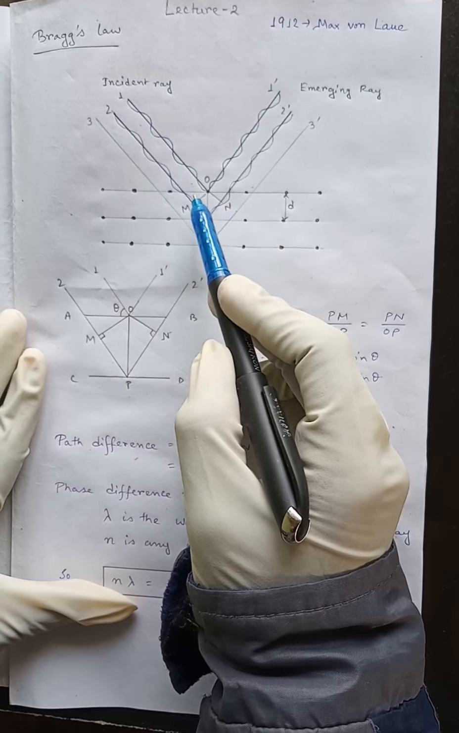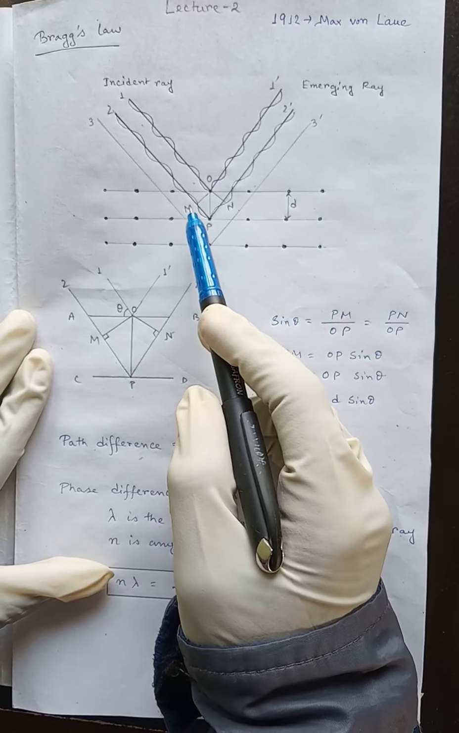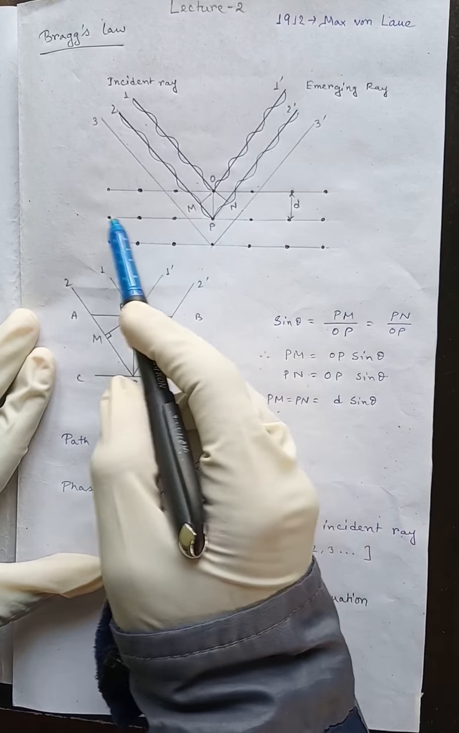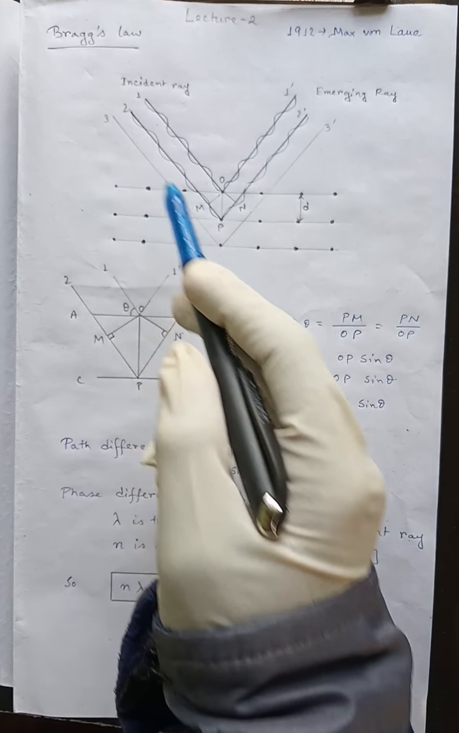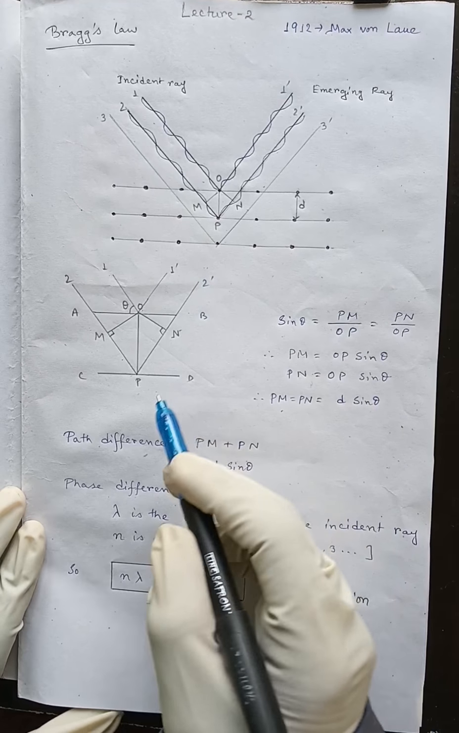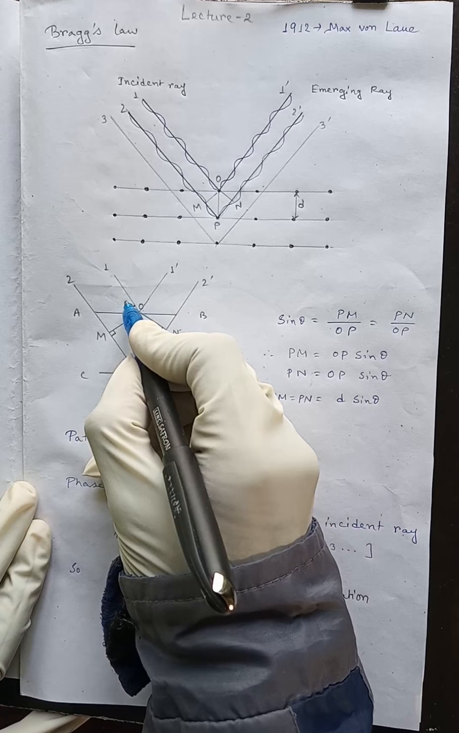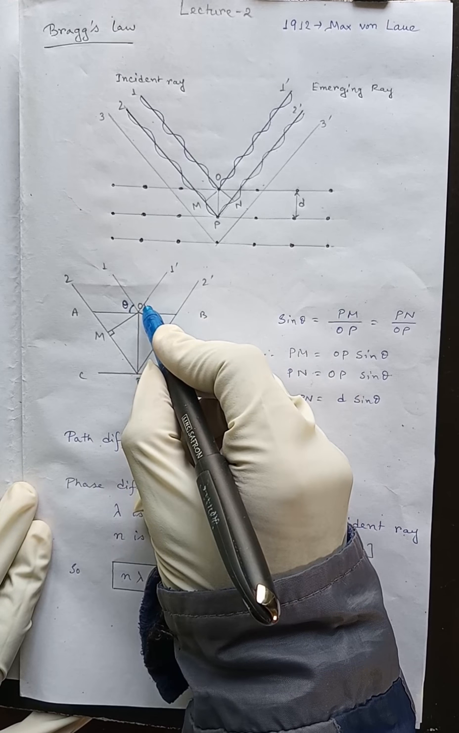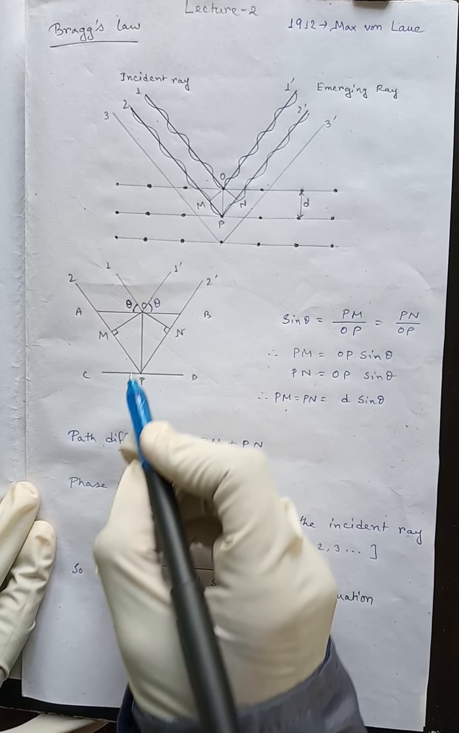This is the first ray coming and getting scattered. This is the second ray which is getting scattered from the second layer, and I haven't shown the further third, fourth layers scattering. So now look, this angle, we say this angle is theta. So this angle will also be equal to theta.